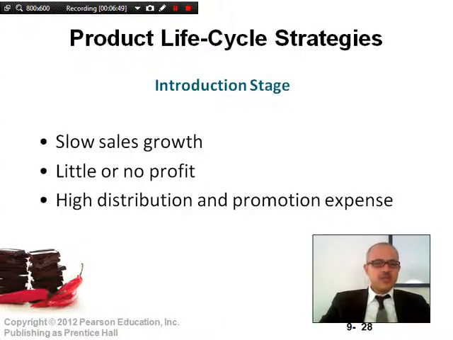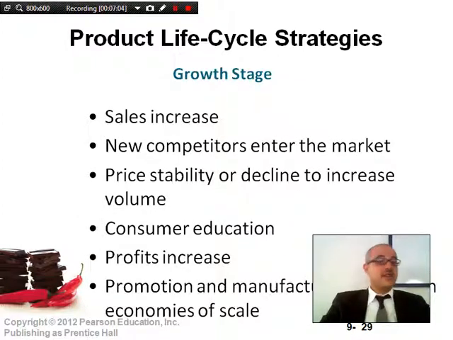If we go through the stages, we have the introduction stage: slow growth, little to no profit, and high distribution. This is the introduction, when you first come up with your new product. And then the growth, where we have a sales increase, as we said. New competitors maybe come to the market. Maybe the price will be more stable in the growth stage. There's a decline in cost and an increase in volume.